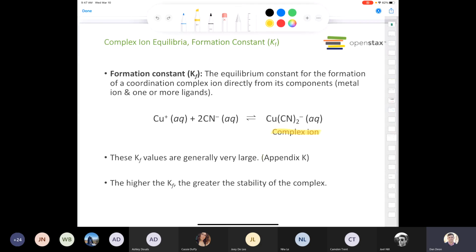Really big numbers. And where would you find KF values? If you're doing any of the practice problems that I recommended from the chapter, you might see questions where they don't give you a KF and you need a KF, you would go to Appendix K. So you could just go down to Appendix K and look up some KFs. The higher the KF, the greater the stability of the complex. All right, the greater the stability of the complex if we have a greater KF.